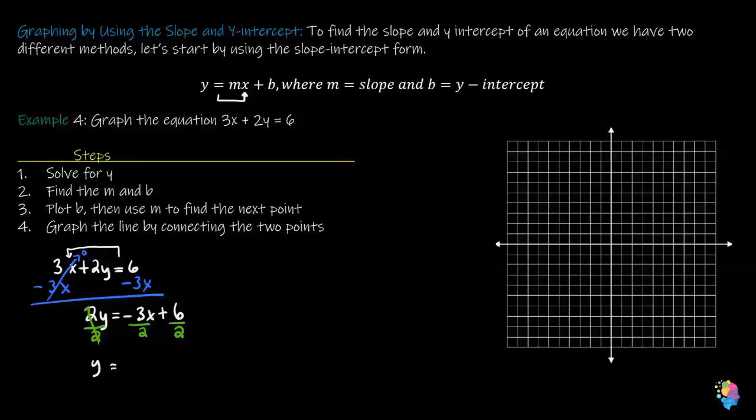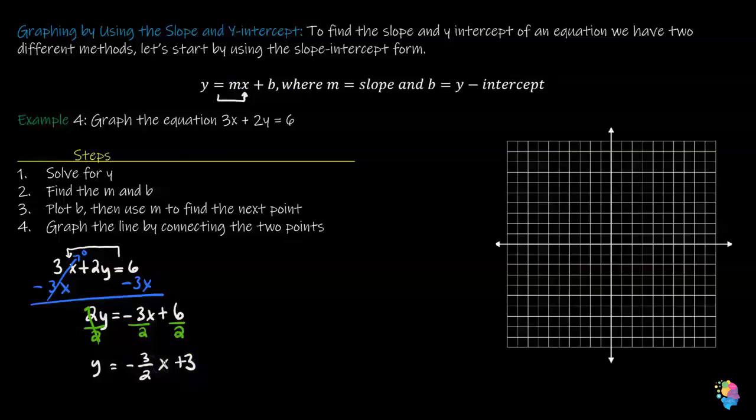On the right side, 3 cannot be divided by 2 evenly, so I'm going to leave it as a fraction. So this is negative 3 over 2x. And then I have 6 divided by 2. Well, 6 divided by 2 can be divided evenly. That is just 3. So we look, is this already in this form? And it is. I have solved for y, then I have x's, and then I have b's. Here's my y, these are my x's, and then my b. Now to distinguish between these two, since 3 was positive, I'm going to place that plus.